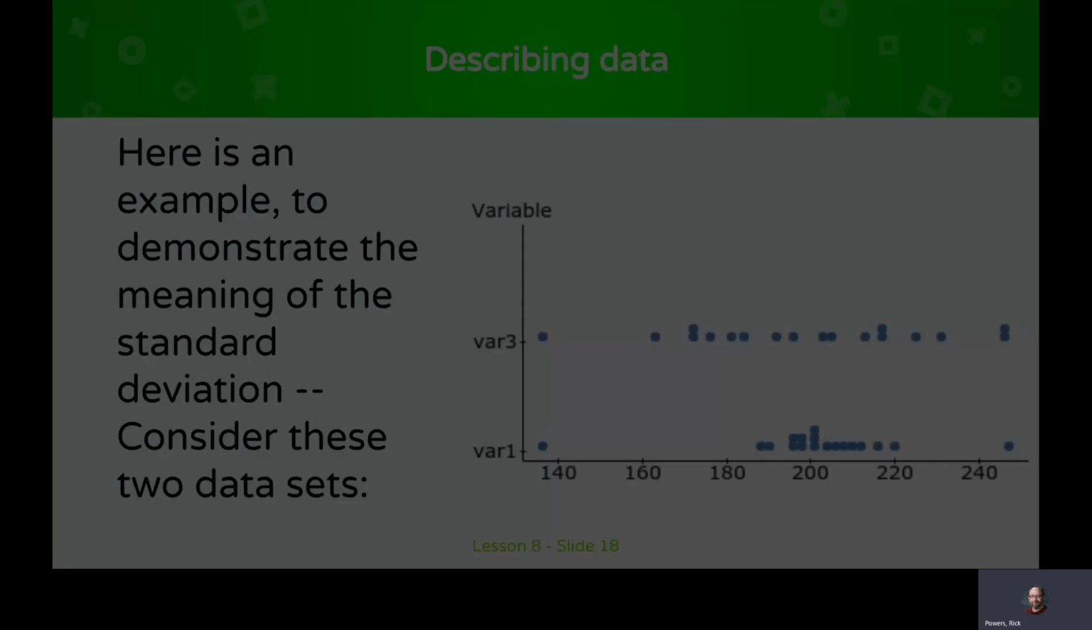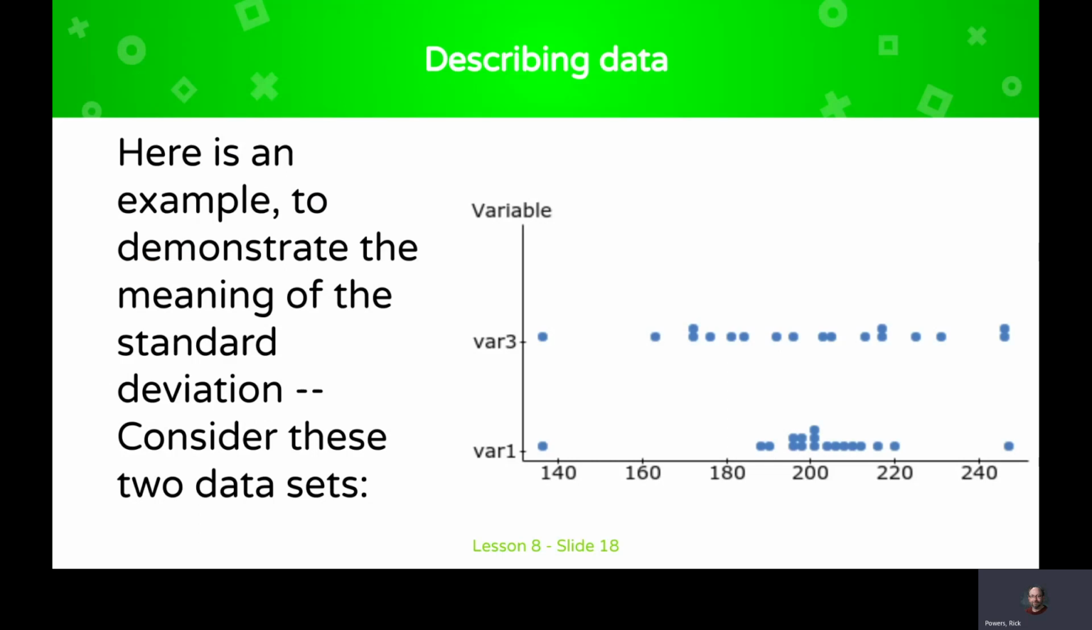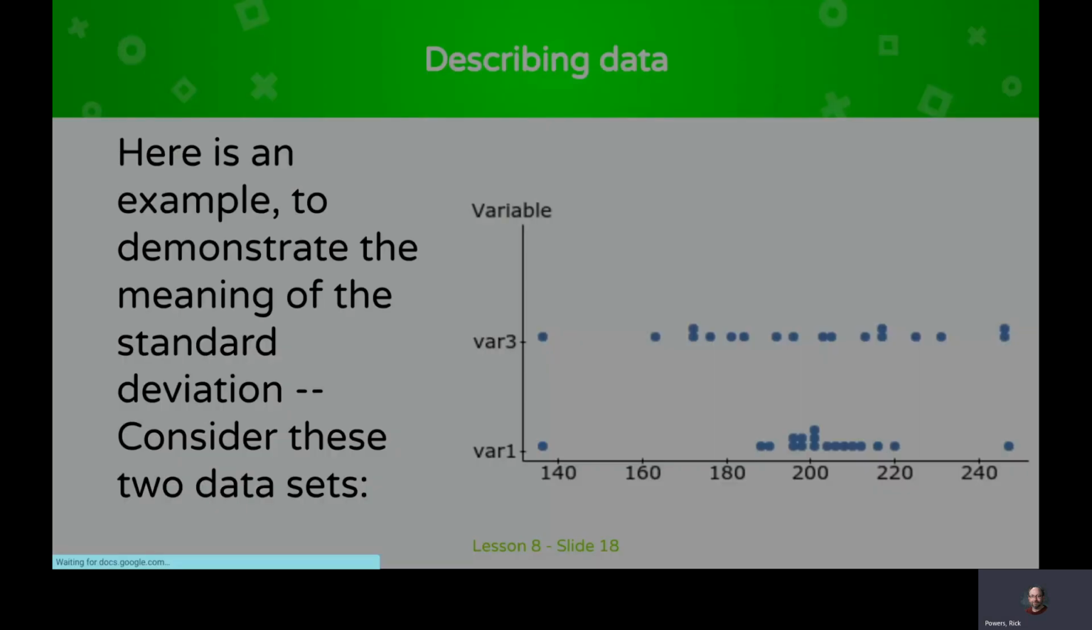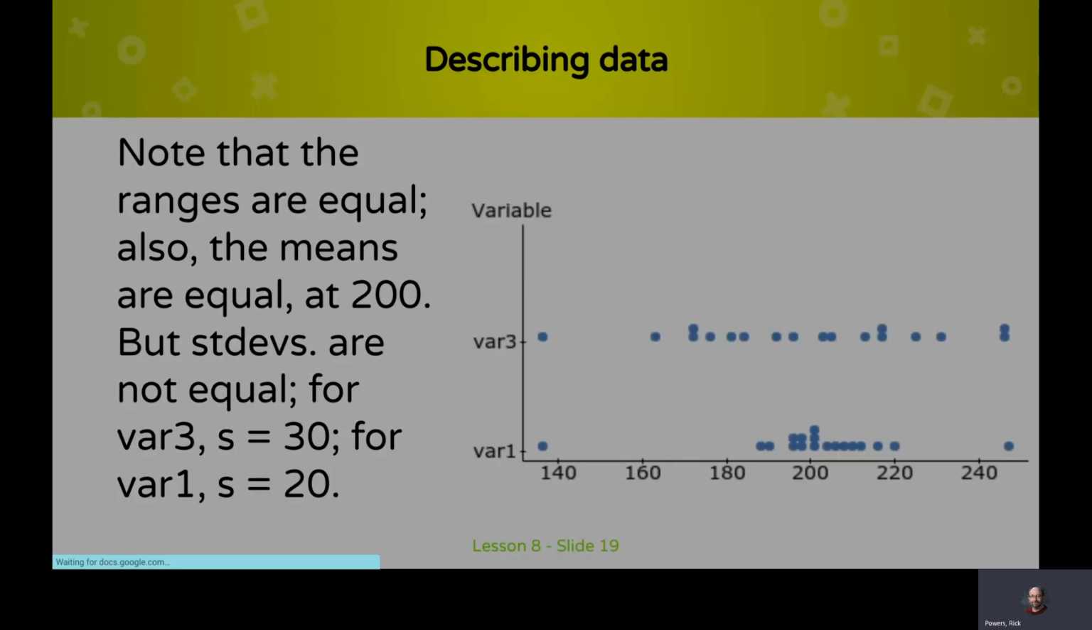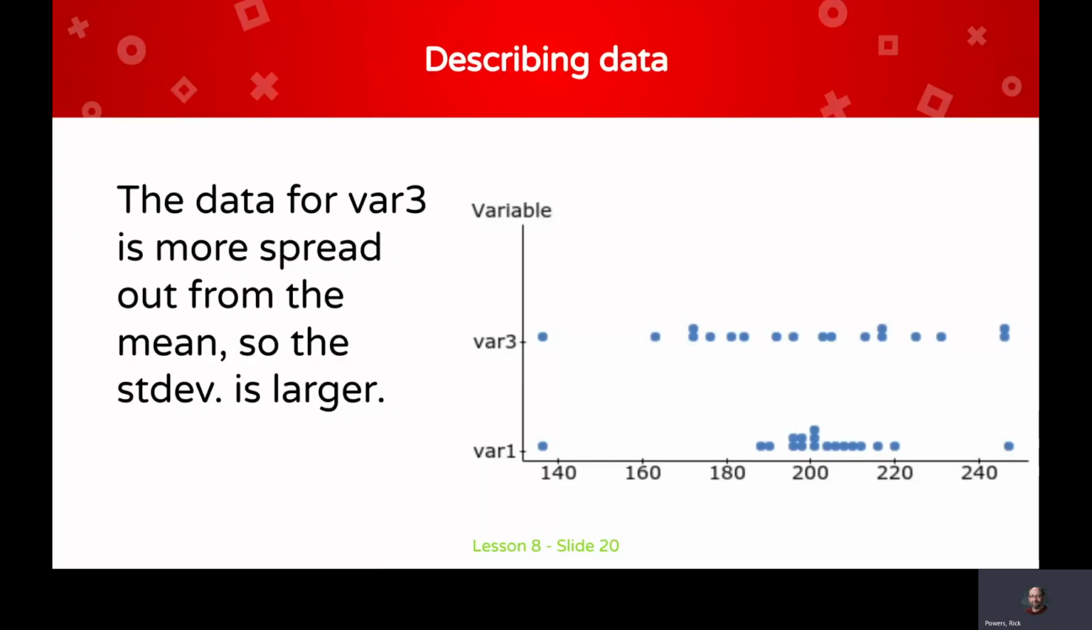Here's an example to demonstrate the meaning of the standard deviation. Consider these two data sets, variable number 3, variable number 1. Note that the ranges are equal, below 140 to above 240. Those ranges are equal. And also the means, the averages, are the same, equal at 200. But the standard deviations are not equal. For variable 3, s is equal to 30. For variable 1, s is equal to 20. The data for variable 3 is more spread out from the mean, so the standard deviation is larger.